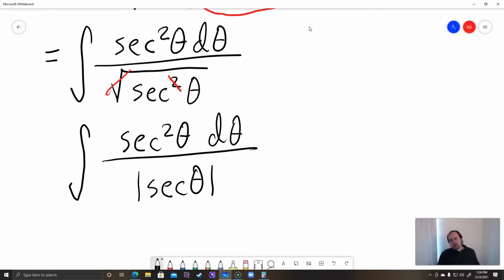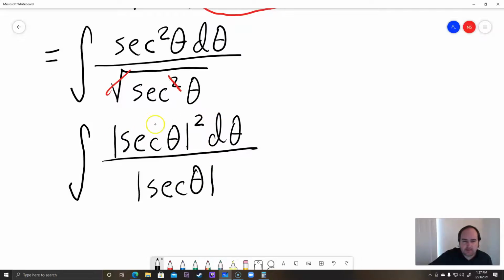Okay, and then something to realize here is that secant squared of theta on the top is actually the same as absolute value of secant of theta squared. And the reason that's true is if you take the absolute value of secant of theta and secant is negative, then it doesn't matter because you're squaring it anyway, so you're going to make it positive anyway. Okay, so the reason I wrote it as absolute value of secant of theta quantity squared is so that I could cancel out with the absolute value of secant of theta on the bottom.